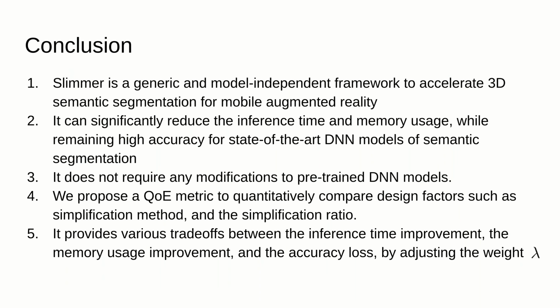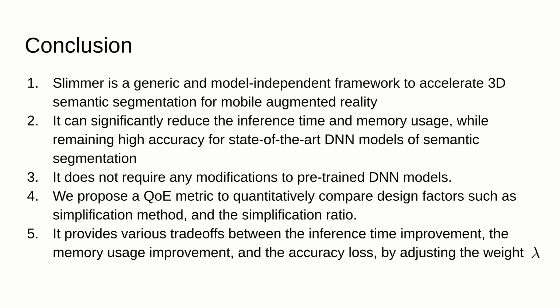In summary, Slimmer is a generic and model-independent framework to accelerate 3D semantic segmentation for mobile augmented reality. By leveraging improved data simplification, it can significantly reduce the inference time and memory usage, while remaining highly accurate for the state-of-the-art DL models of semantic segmentation.